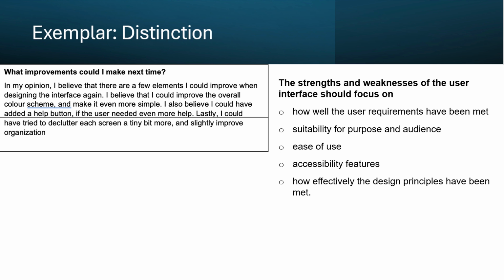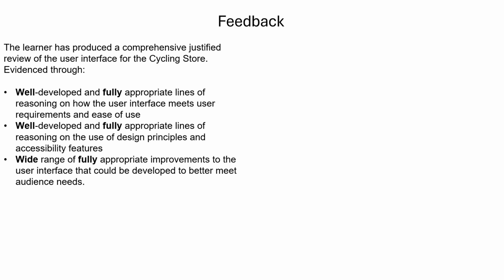Now the strengths and weaknesses of the user interface should focus on the following: how well the user requirements have been met. So you look at the user requirements, how well have they been met? The suitability for purpose and audience, so how suitable is your user interface? How easy is it to use? Does it meet the audience's needs? The accessibility features you've included. And then finally, how effectively the design principles have been met. So you need to include each of these headings so that you have an area to discuss, and you're always evidencing and referencing with screenshots, because that gives you more points to discuss and talk through.